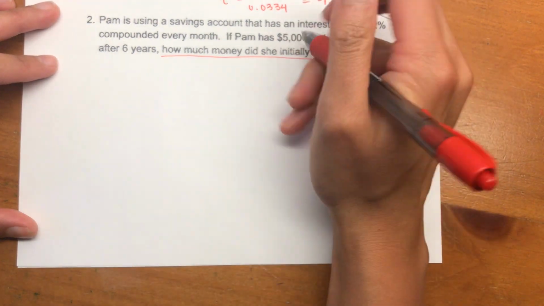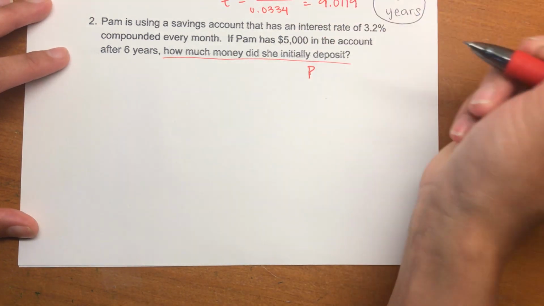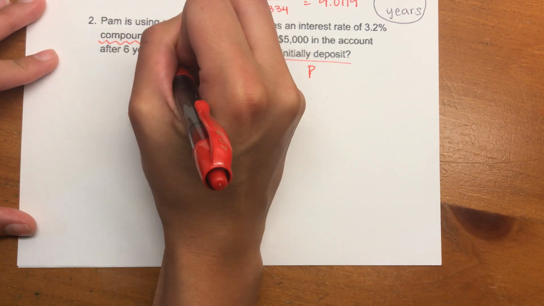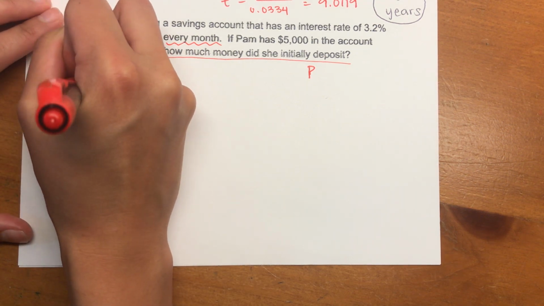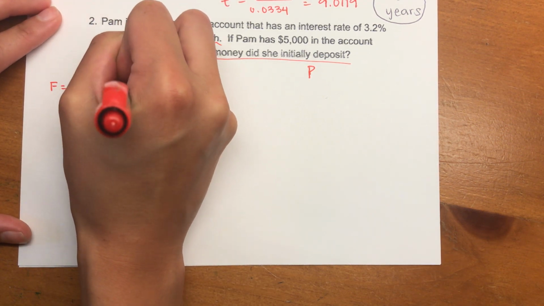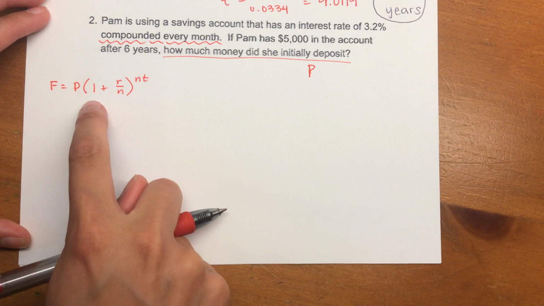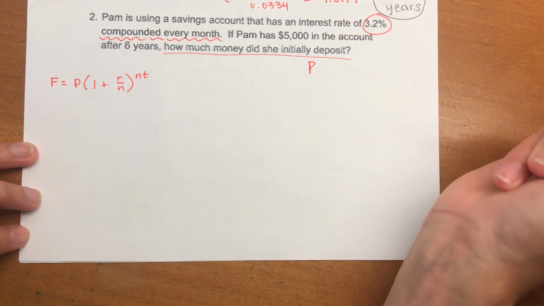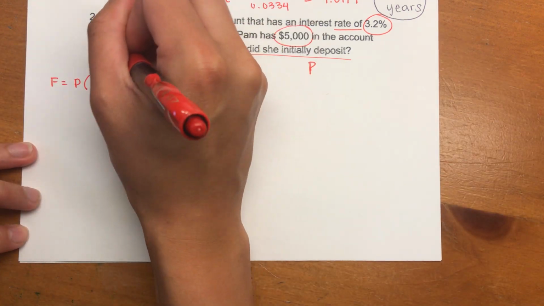How much money did she initially deposit? Initial deposit, we know, is our P value, no matter what equation we're using. So I'm going to just write that right off the bat. Okay, other keywords. Compounded every month. So now we know we have a compound interest equation. So I'm going to be using F equals P times 1 plus R over N to the N times T. Because it's a compound interest equation, compounded every month. Okay, what other numbers do we have? We have 3.2% rate. We have $5,000 in the account after 6 years.